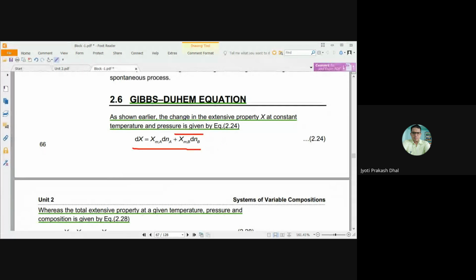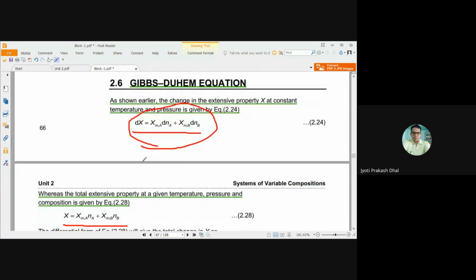The change in the value of the extensive property X at constant temperature and constant pressure will become dX equals X_mA dnA plus X_mB dnB. Here the terms for temperature and pressure are deleted, because we are considering the condition at constant temperature and pressure. So at constant temperature dT equals 0, and at constant pressure dP equals 0. So both the terms will be deleted, and hence at constant temperature and pressure dX equals X_mA dnA plus X_mB dnB.